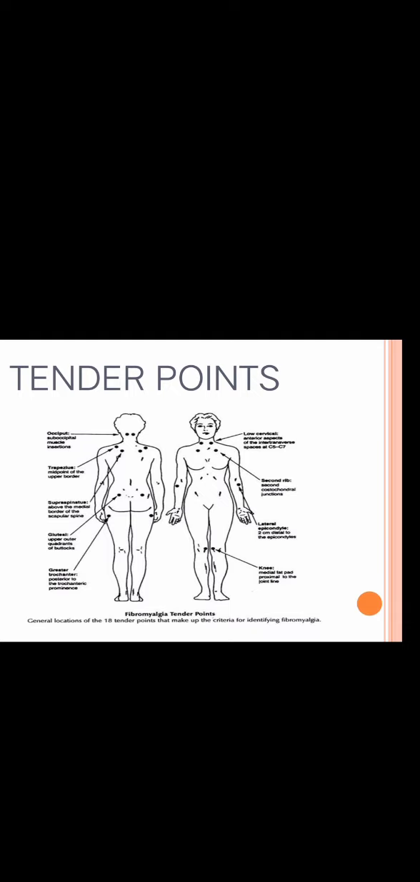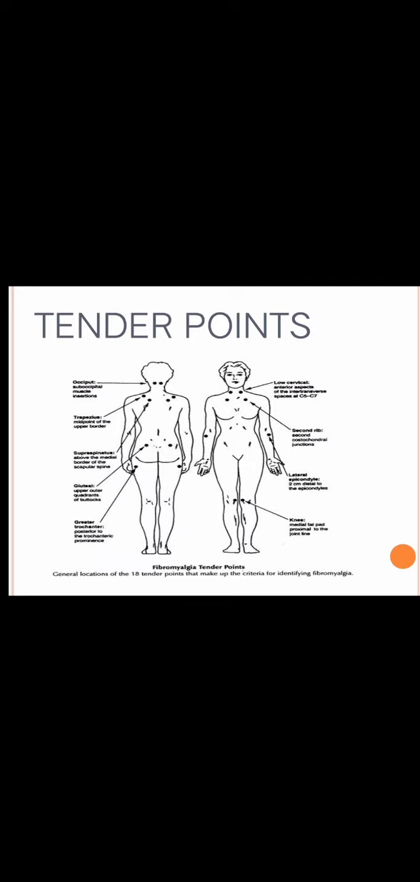Next is the gluteal, located at the upper outer quadrants of the buttocks. Next is the greater trochanter, located posterior to the trochanteric prominence. Next is low cervical, located at the anterior aspect of the intertransverse spaces at C5 to C7. Second rib, located at the second costochondral junction. Lastly is the lateral epicondyle, 2 cm distal to the epicondyle.